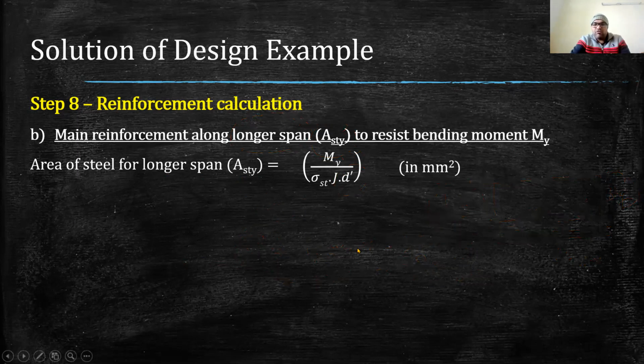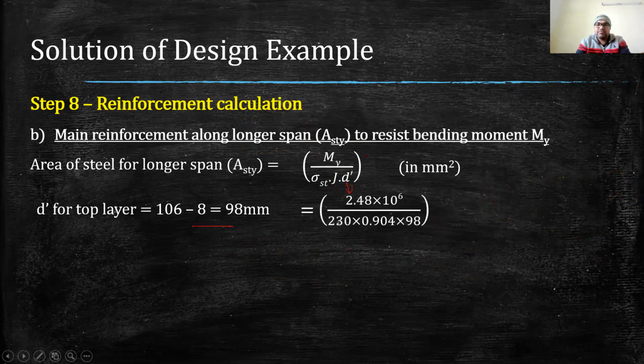So now putting the value of D dash, here we put all the values. My value is 2.48 that we have calculated in step 6. So putting all the values, we get ASTY as 122.25 mm square. That is the amount of steel that we are going to provide along the longer span.